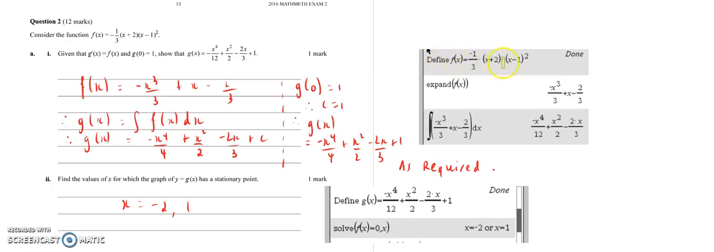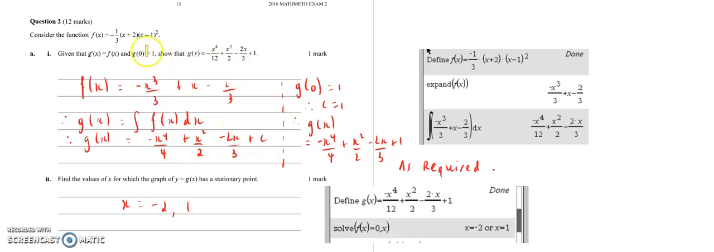So here's my function on the CAS defined. I'll expand this function to make it easy to anti-differentiate. So there it is there, f of x equals this. I then let the calculator do my work, so I anti-differentiate the function. There's my terms there, and I let the examiners know exactly what I'm doing. So g of x is the integral of f of x, which leads me to these terms here.